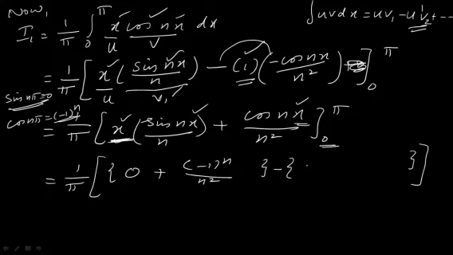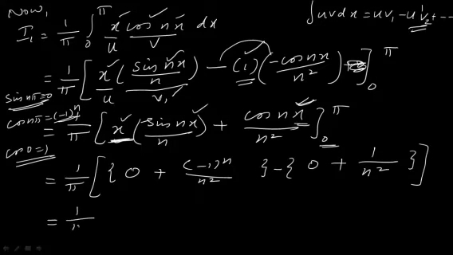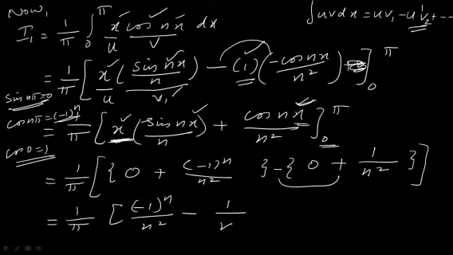0 into anything is 0. Entirely the first term becomes 0. Plus cos n into 0, that is cos 0. You know the value of cos 0. Cos 0 is equal to 1. So 1 divided by n squared. So simplifying this, 1 by pi of (-1)^n divided by n squared, plus into minus, minus 1 by n squared.